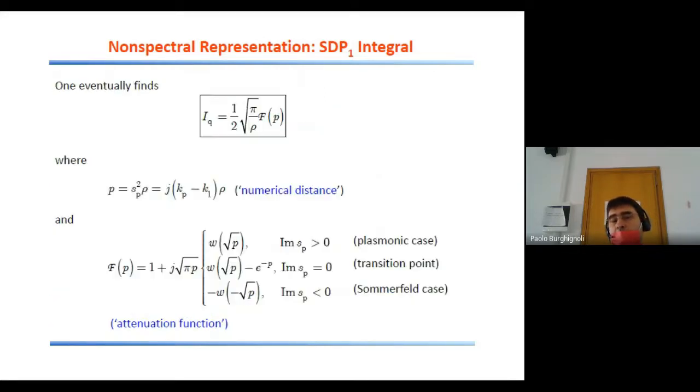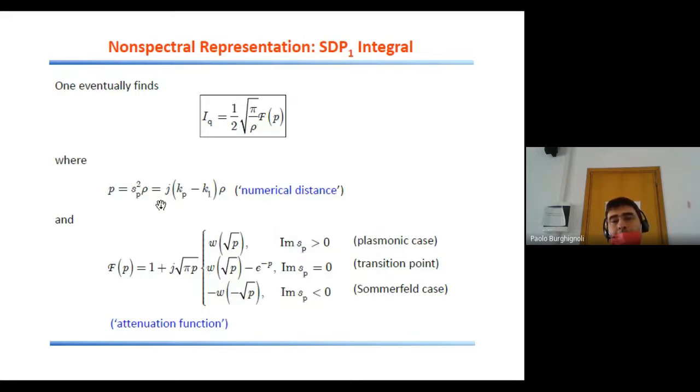By putting all the pieces together, in the end, the compensating integral can be given a compact analytical form in terms of this function F, written with a script font, which is known in the literature about Zenneck waves as the attenuation function, for historical reasons, because it was originating from the study of the so-called ground wave in radio wave propagation. So people were interested in evaluating the attenuation of this ground wave produced by some antenna.